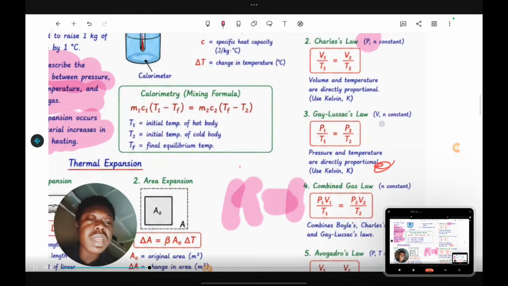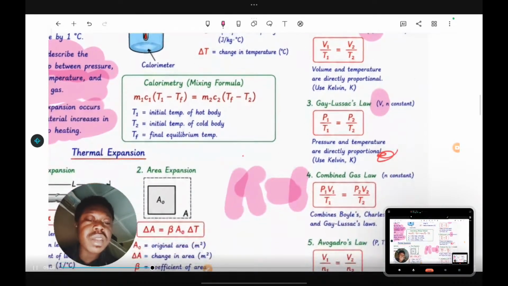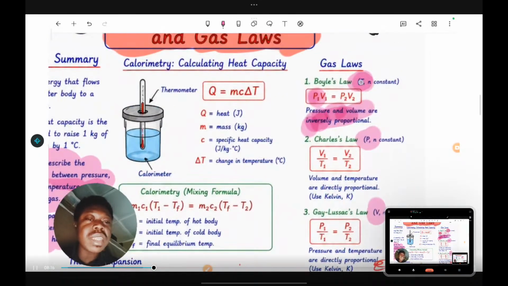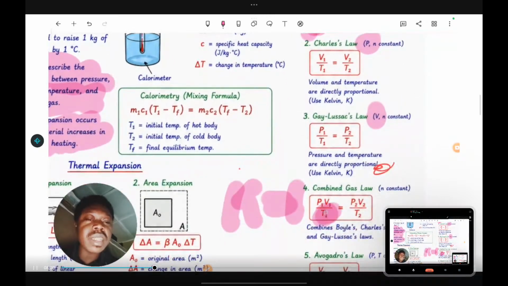Gay-Lussac's law, what is constant? V is constant. Inversely proportional. Now check, what do you have here? You can see that T is inversely proportional here from this. Are you getting the logic here? I'm opening your eyes to see how these formulas are generated.